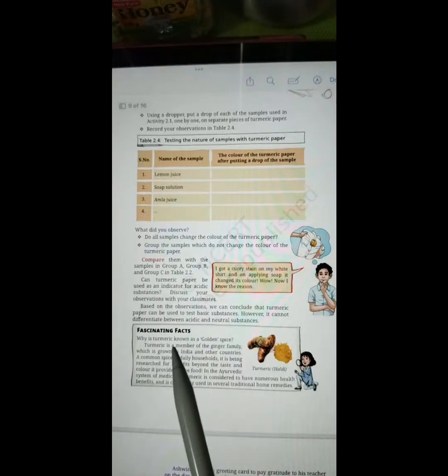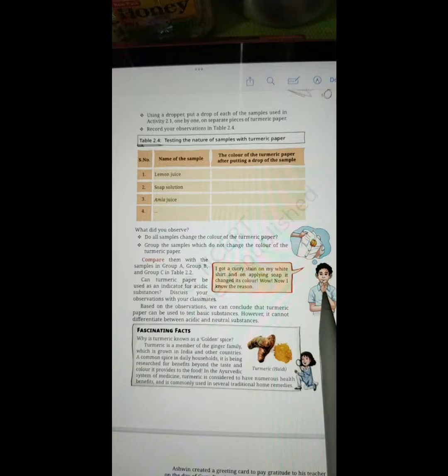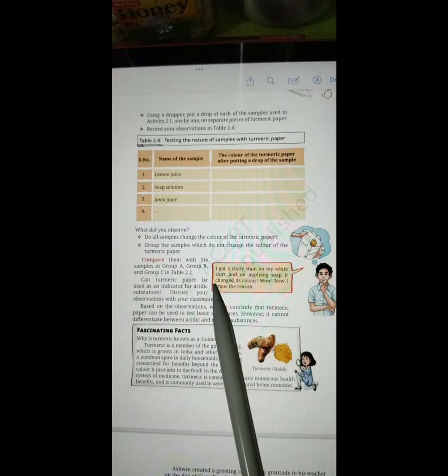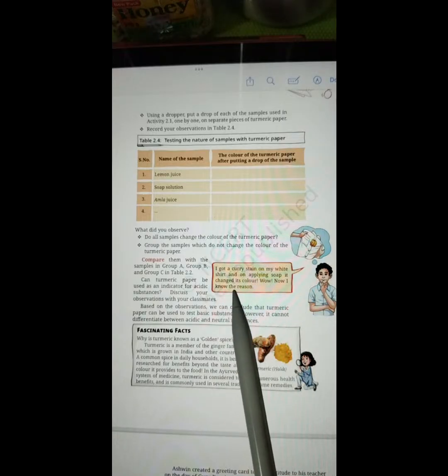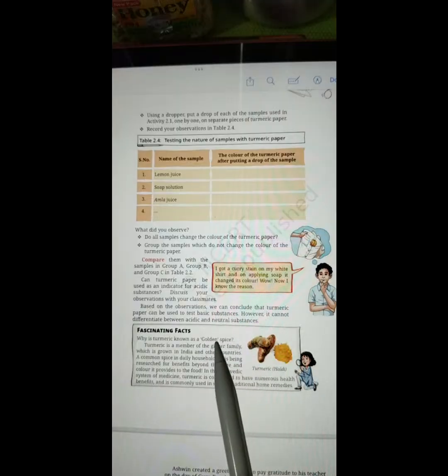Based on the observations, we can conclude that turmeric paper can be used to test basic substances. However, it cannot differentiate between acidic and neutral substances. So this boy is just thinking, I got a curry stain on my white shirt and on applying soap, it changed its color. Wow, now I know the reason.